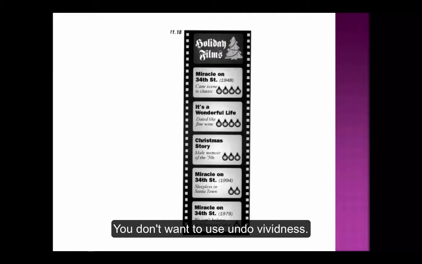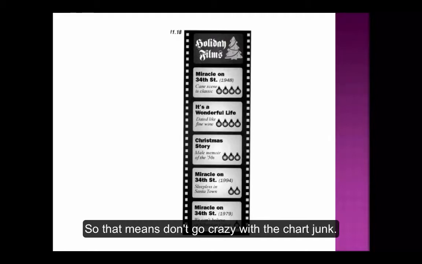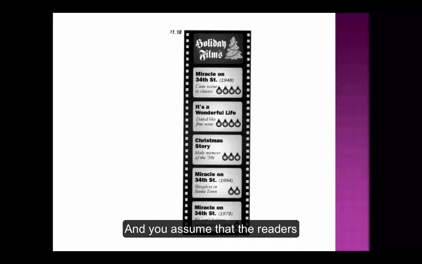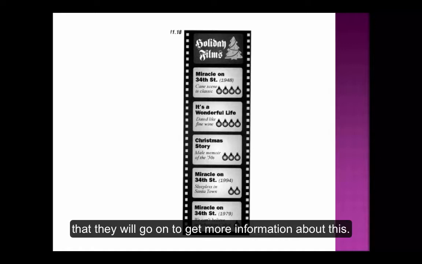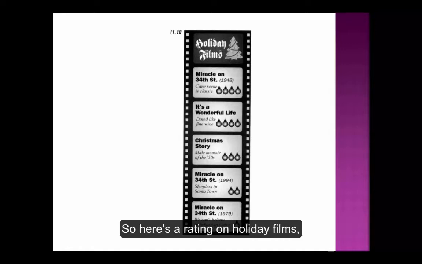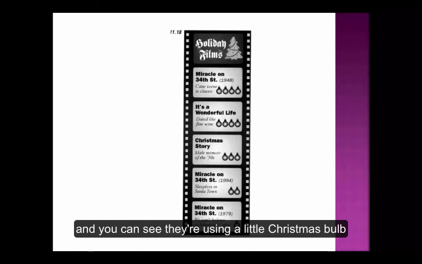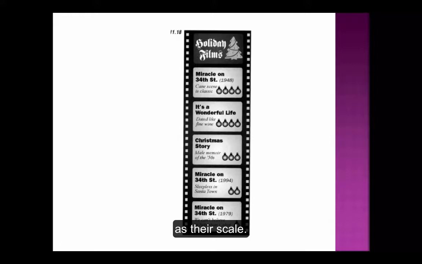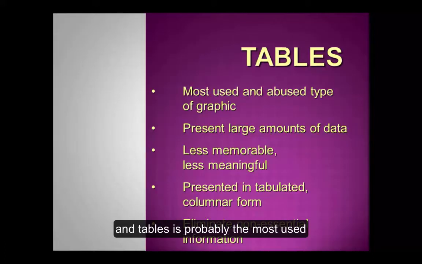You don't want to use undue vividness. So that means don't go crazy with the chart junk. And you assume that the readers will read the accompanying text, that they will go on to get more information about this. So here's a rating on holiday films, and you can see they're using a little Christmas bulb as their scale. The next is tables, and tables is probably the most used and abused type of graphic.